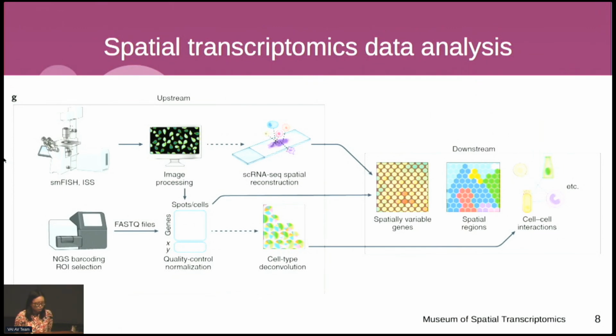Once we have the data, we need to analyze it. Broadly speaking, spatial transcriptomics data analysis can be divided into upstream and downstream. For upstream analysis, the method will take in the raw data, which depends on the technology, and process it into a more usable format for downstream analysis. In downstream analysis we will get to the biological inferences.